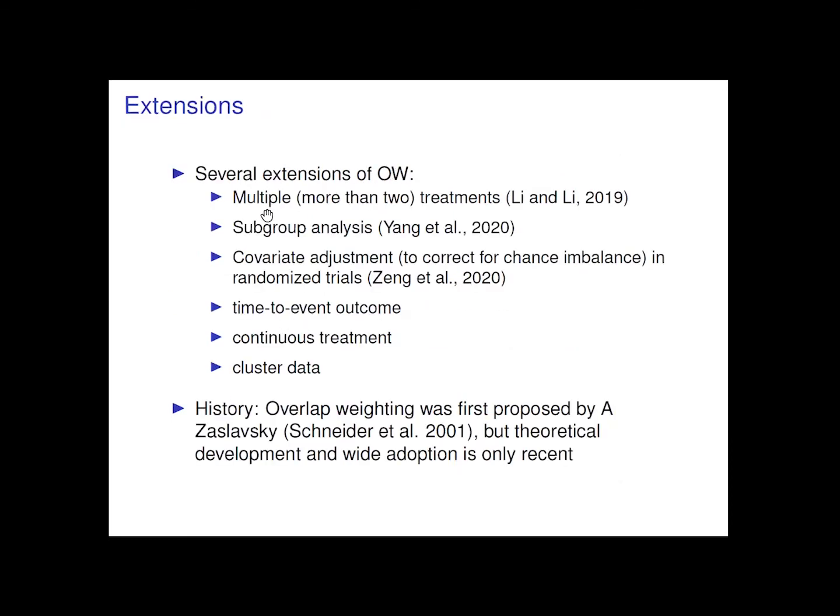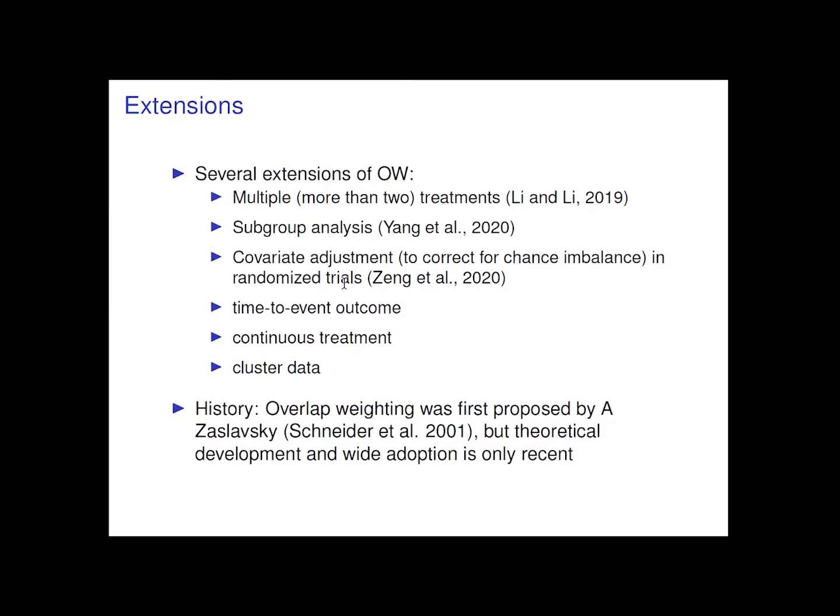So overlap weights, of course, we can extend to more than just two treatments and use the generalized propensity score idea. And it's also very useful for subgroup analysis because of the corollary, because of the exact balance property.